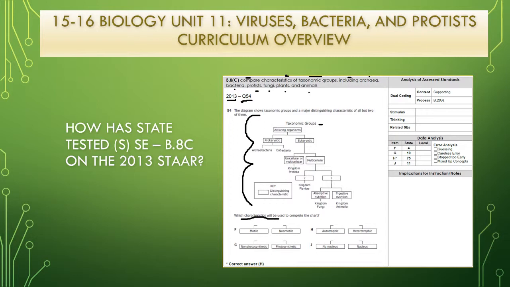And it says which characteristics will be used to complete this chart. And so the students have to identify the characteristics here, and the characteristic here is multicellular. Multicellular organisms have a characteristic that goes here that will be for kingdom Plantae, as well as a multicellular organism that has characteristics of absorptive nutrition and ingestive nutrition for fungi and animalia. So what types of nutrition would that be? And looking at the answer choices, it would be heterotrophic because they do not make their own food, and autotrophic because plants do make their own food.